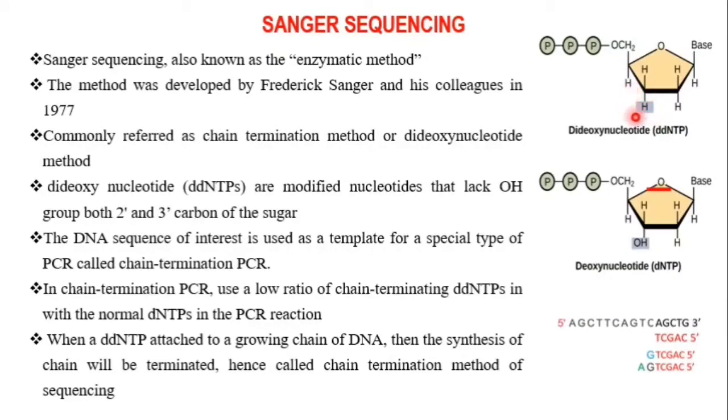That's why the next nucleotide cannot join with the preceding nucleotide, because the next nucleotide is added by the 3' OH group of this nucleotide. In a dideoxynucleotide there is no OH group in the third position, so it cannot make a phosphodiester bond with the coming nucleotide. That will terminate the chain.